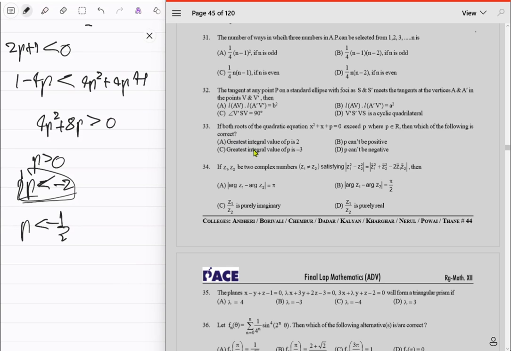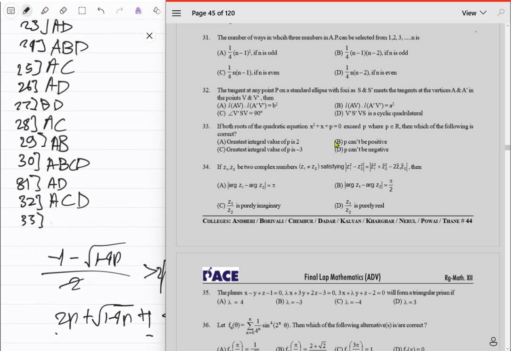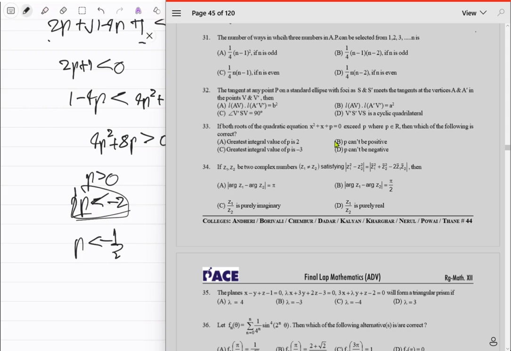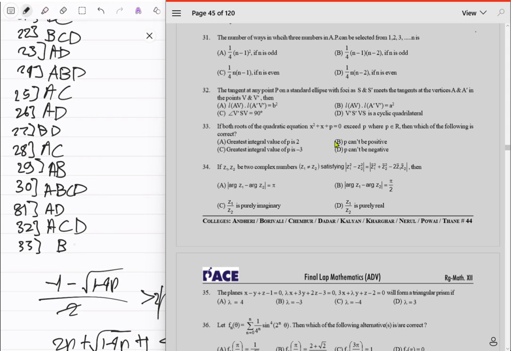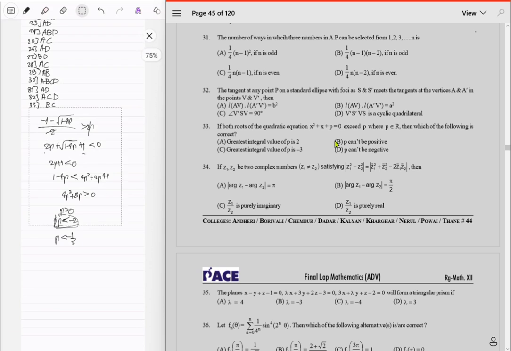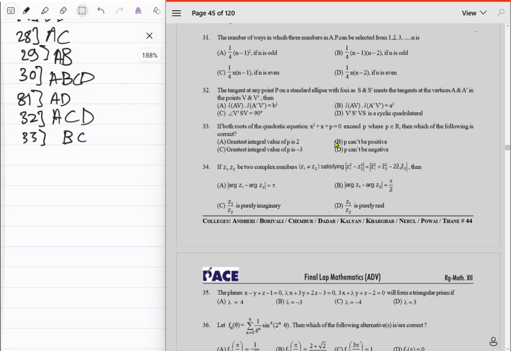So then the greatest value of the following is correct. Oh, p can't be positive. That's correct. In fact, p is correct. Greatest integral value of p is negative 3. Yes, in fact, so C is also correct. Next question. Integral value, right? Not the greatest value. 35, 34.